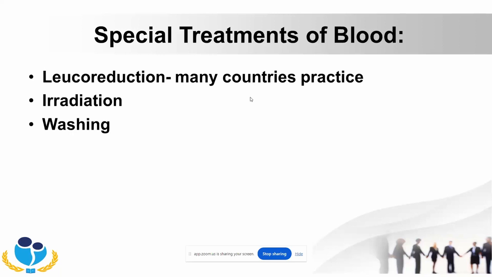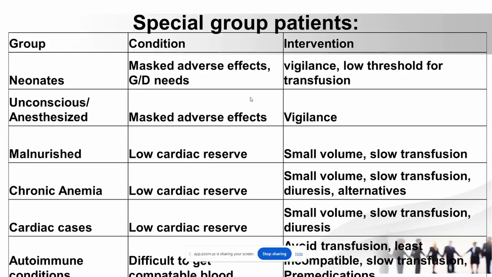Special treatments of blood. Good to know leukocyte reduction, which many countries are doing. Good to know also irradiation in certain immunocompromised recipients. Irradiation is very important. Washing of blood is also very important because it reduces the risk of allergic reactions. Good to know the special groups of patients when we are doing transfusion, like neonates, unconscious patients, or patients in the operation theater under anesthesia. Adverse transfusion reactions can be masked because the patient cannot report, so we must be vigilant when transfusing such patients.